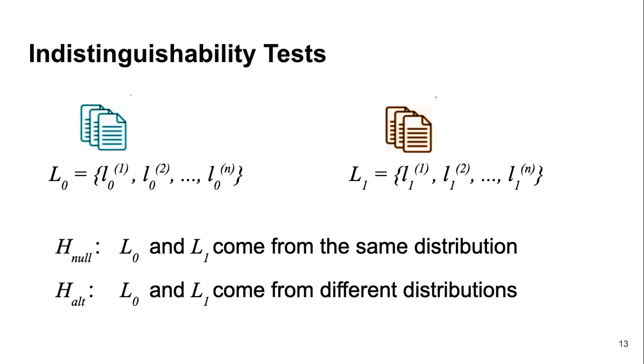The null hypothesis is that L0 and L1 come from the same distribution, while the alternative hypothesis is that L0 and L1 come from different distributions. If L0 and L1 are indistinguishable, none of the test statistics should be able to reject the null hypothesis. Therefore, we consider the test as passed if we cannot reject the null hypothesis. Otherwise, the test is failed.